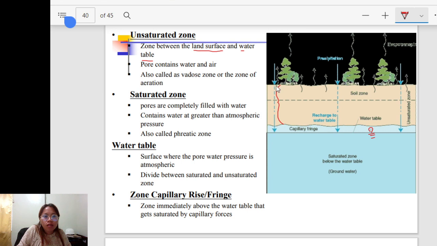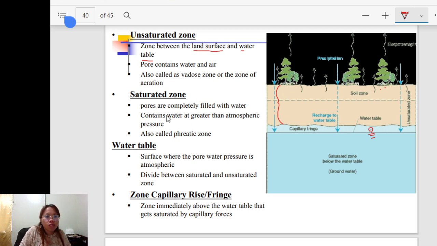So this one is the unsaturated zone. Pores contain water and air, and it is also called the vadose zone or the zone of aeration. This unsaturated zone contains water and air. Next is the saturated zone.